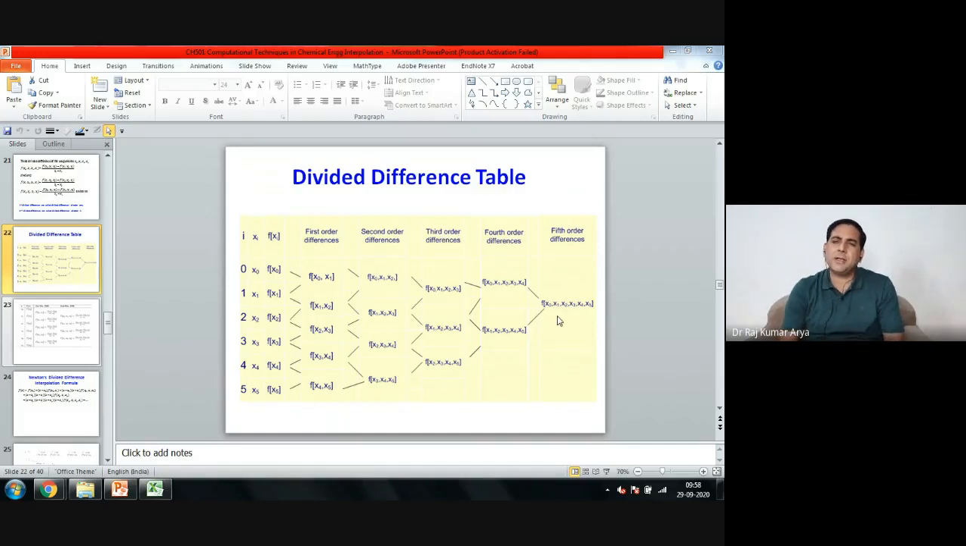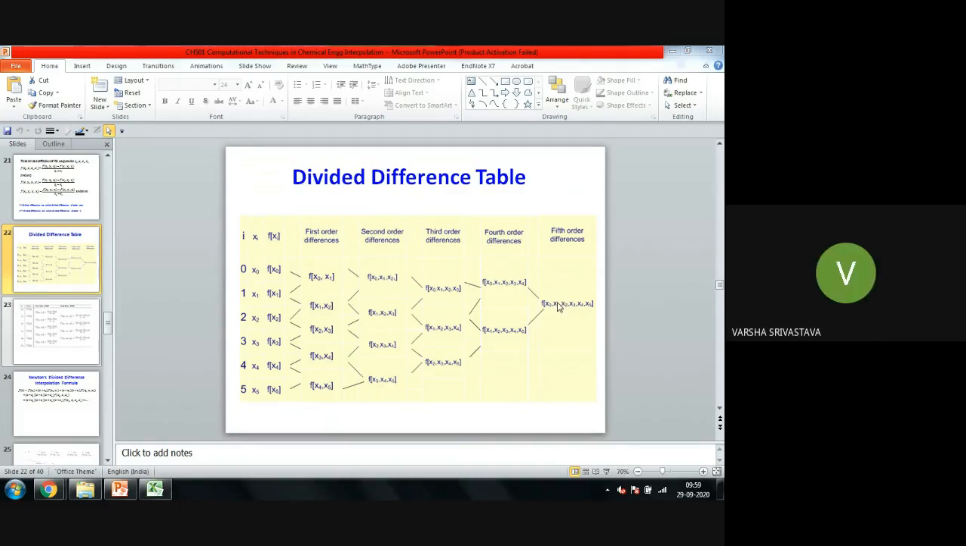So here, unlike the previous one, you are always dividing by the difference of two values of x. In the previous case you are just calculating y1 minus y0 or y2 minus y1, something like that, correct? So you are not dividing by the differences of the x variables there. Here you are doing that. Therefore this is called a divided difference table. Is that fine?